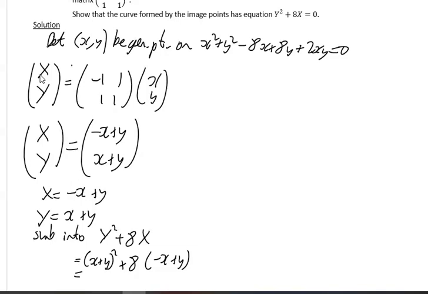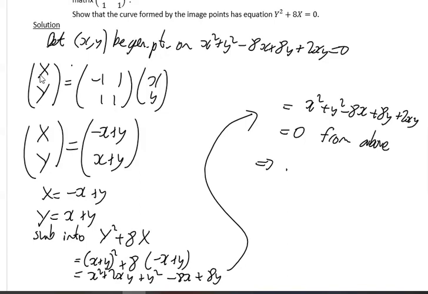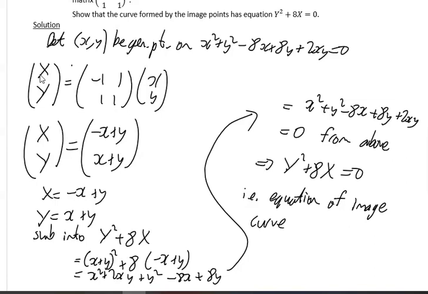If we work on down with that, you're going to get x squared plus 2xy plus y squared minus 8x plus 8y, and we'll move up here because we've run out of space. So that is equal to x squared plus y squared minus 8x plus 8y, and then plus 2xy. We'll say which equals 0, and we'll just say from above, therefore big Y squared plus 8x equals 0, i.e. equation of image is y squared plus 8x equals 0.